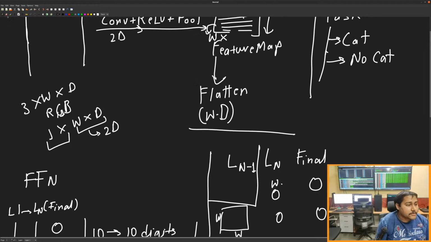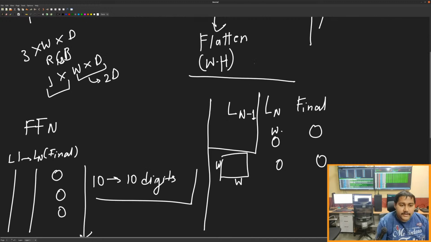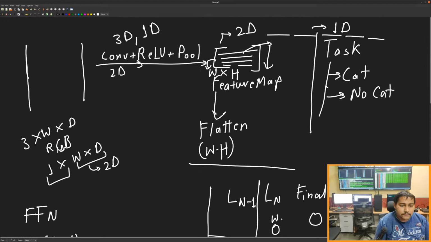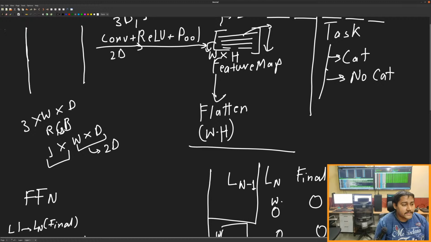My bad, I'm calling it WD again. Let's just stick with WH here. The conventions vary across multiple packages. For example, we are using PyTorch, so there the convention is in fact to use, I think, width and height, but in TensorFlow it's the other way. There sometimes H and D are interchangeable, the height and the depth.